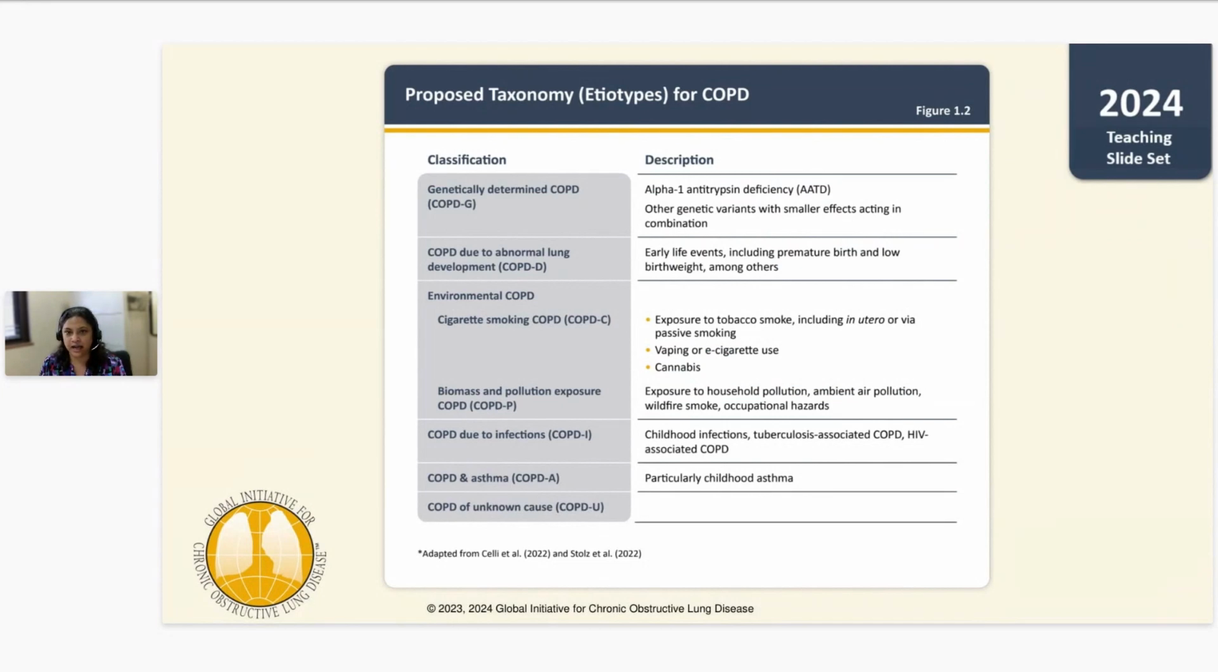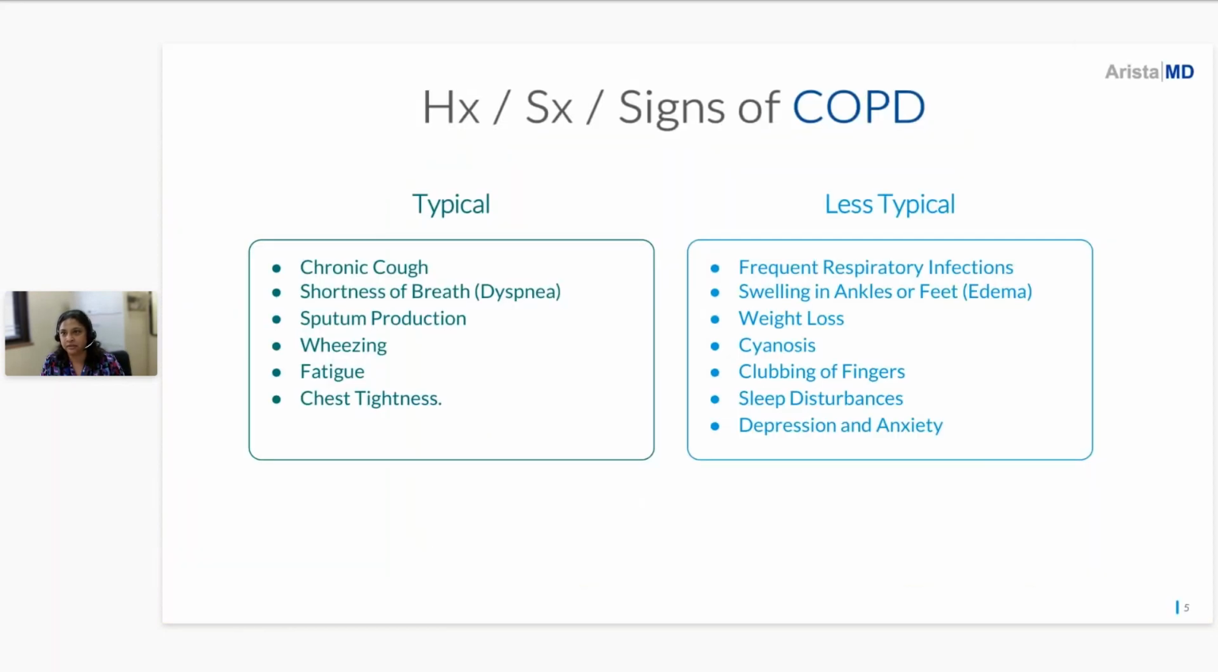And we've identified biomass and pollution exposure, COPD-P, as another major cause of COPD with exposure to household pollution, ambient air pollution, cooking with gas stoves, wildfire smoke, occupational hazards fall under this. COPD due to chronic infections, such as childhood infections, tuberculosis, HIV, the COPD asthma type that I mentioned earlier. So that's a nice framework to think about the different types of COPD.